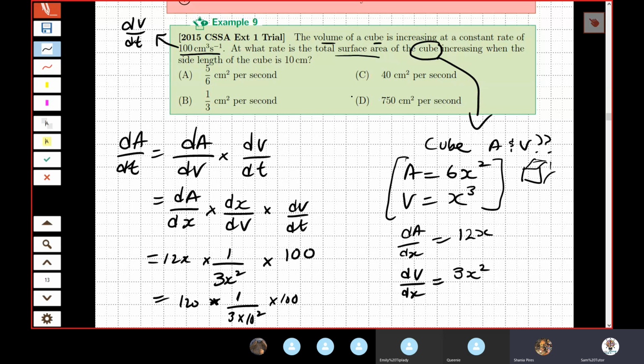What's the answer? Looks like it's B or A, I think. 120 times 100 on... Oh, I was wrong. Looks like it's actually C. Yep, C. Good job.